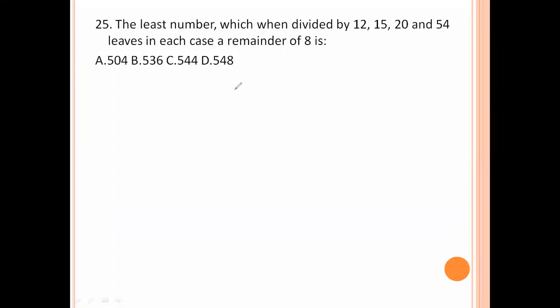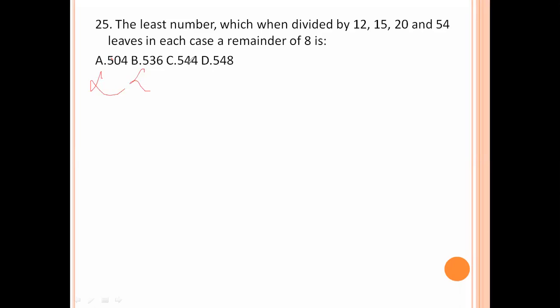The least number which when divided by 12, 15, 20 and 54 leaves in each case a remainder of 8 is? Now, 12 times 3 is 36, 12 times 4 is 48, remainder is 8. Next, 15 times 6 is 90, but remainder is 6 here. So this is also not my right answer.